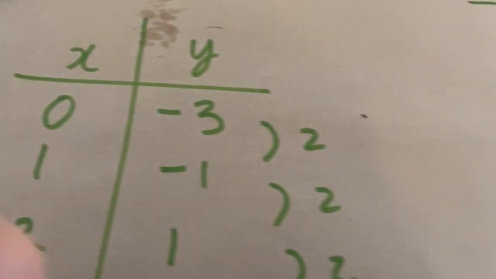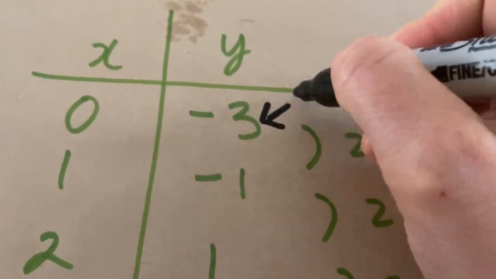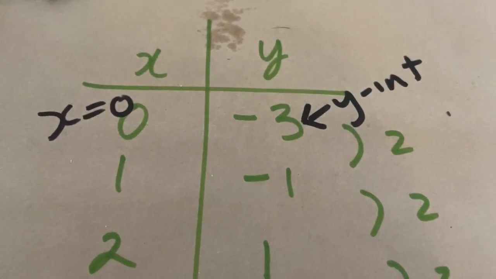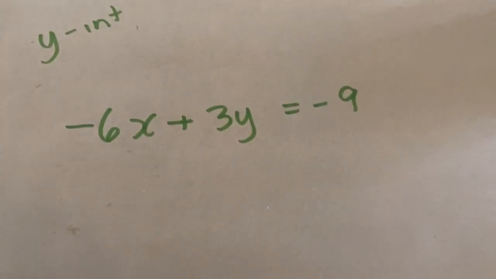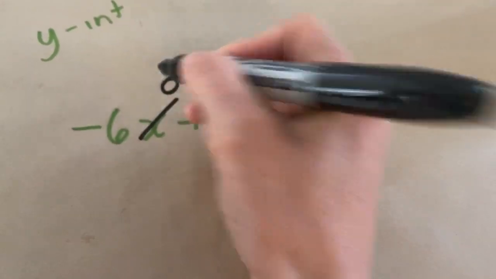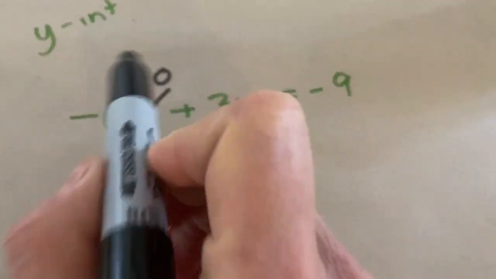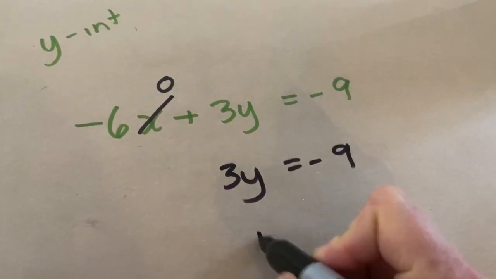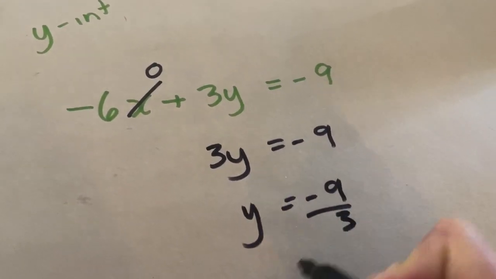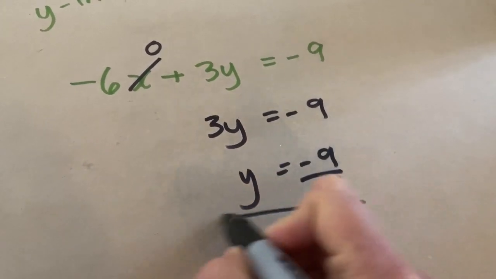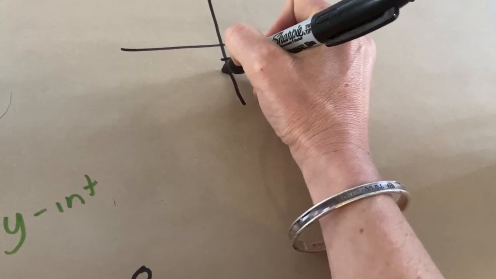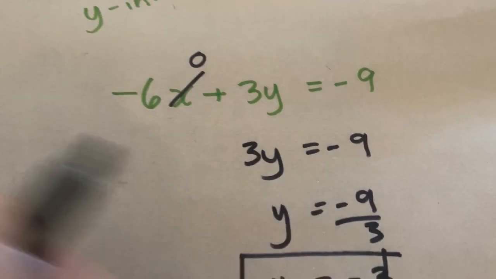We know that when we have a y-intercept, the x is always equal to 0. So to find the y-intercept for this one, we're going to cross off the x and make this equal to 0. So I have negative 6 times 0 is just 0, so I don't need to write it down. 3y is equal to negative 9. Y is equal to negative 9 divided by 3. Y is equal to negative 3. So my y-intercept, if I were to graph it, is negative 3.